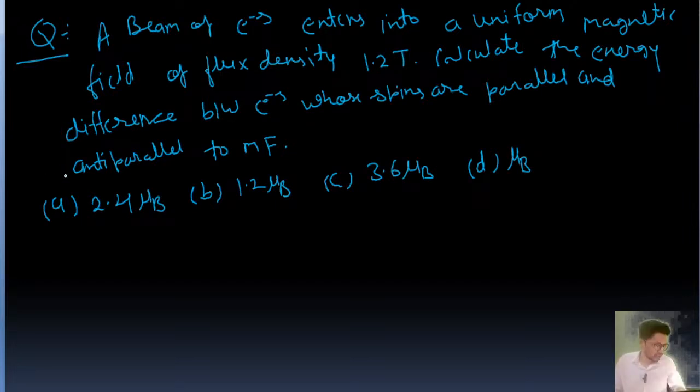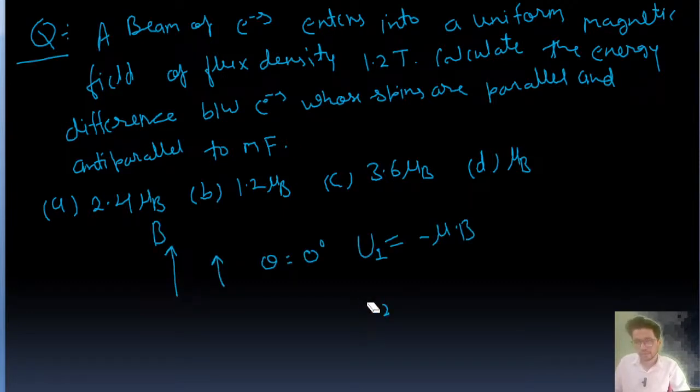So guys, this is the direction of the magnetic field, and for the electrons whose spin is parallel to it, U1 is going to be minus mu b cos theta, right? Mu dot b means mu b cos theta, or mu b cos 0 degree, because these electrons are parallel to the magnetic field. The angle is 0 degree, and cos 0 is 1, so this is minus mu b.